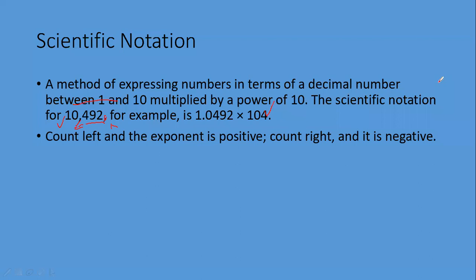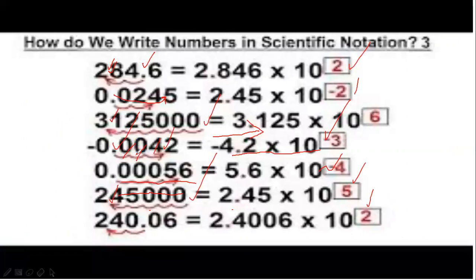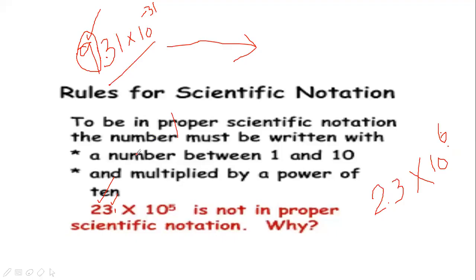Today we study scientific notation. In scientific notation, we represent a number in standard form to reduce error and to bring precision and accuracy in the measurement. This shows how you can write a number in scientific notation. This is the criteria. These are the examples, and these are the rules for scientific notation.